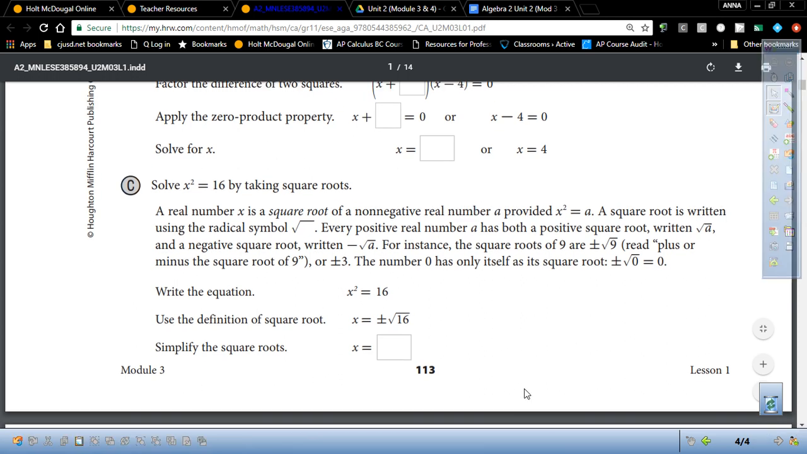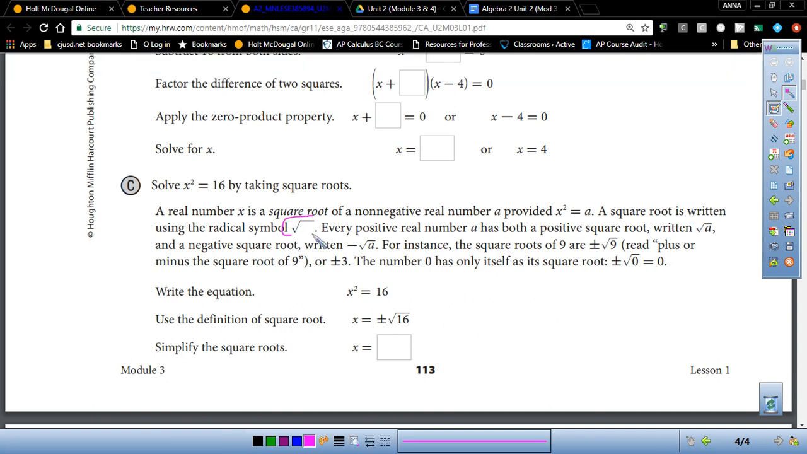Any square root of a non-negative real number will be a real number. Square roots are written with the square root symbol. It undoes squares. And every number has a positive square root and a negative square root. The negative is written outside. So for example, the square roots of 9 are plus or minus the square root of 9, which is 3. So plus or minus 3.